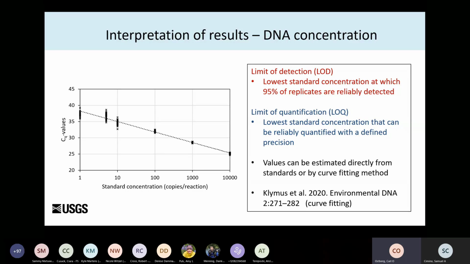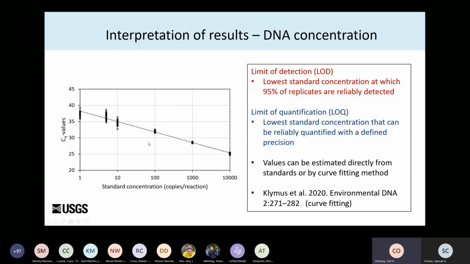The limit of detection is the lowest standard concentration in which 95% of replicates are reliably detected. And the limit of quantification is the lowest standard concentration that can be reliably quantified with a defined precision, say maybe 35% coefficient of variation. The LOD and the LOQ for an assay are estimated using a dilution series, like it's shown here in this plot.